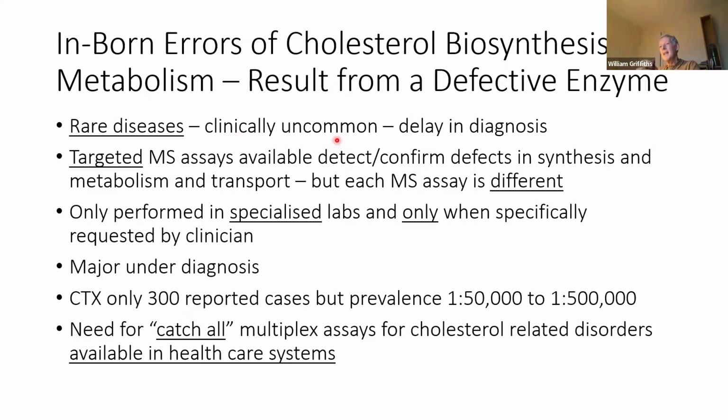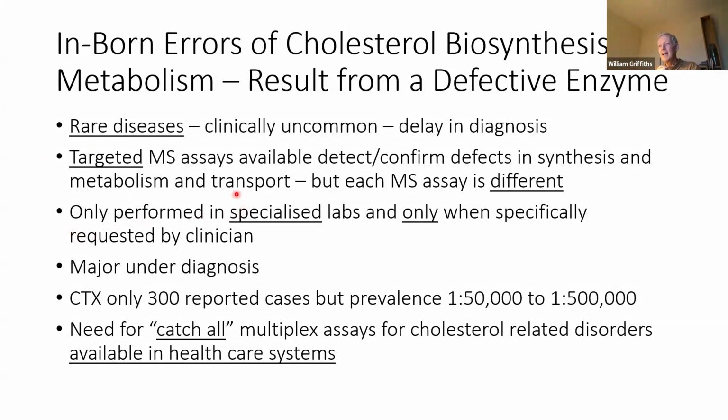That means if it's clinically uncommon, it's difficult to diagnose, because the odds are the first clinician you see will not be aware of the disease. So it takes a long time to get a diagnosis. However, there are good mass spec assays to make a diagnosis. But for each of the different inborn errors of cholesterol metabolism, there's a different assay. So again, the clinician has got to guess which assay to choose, and he's got to be right.